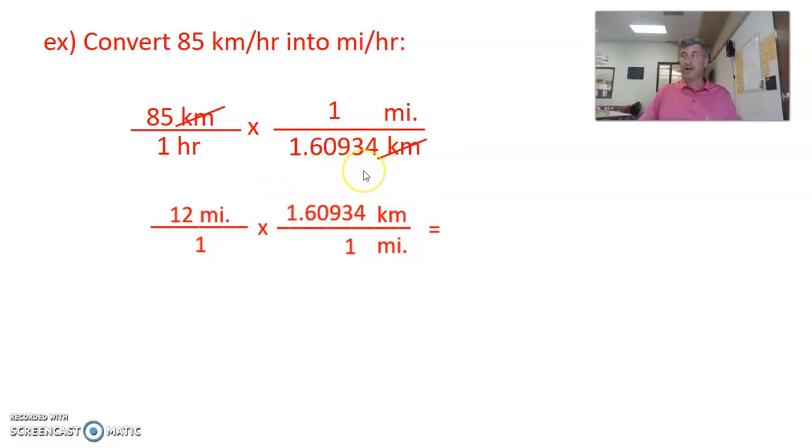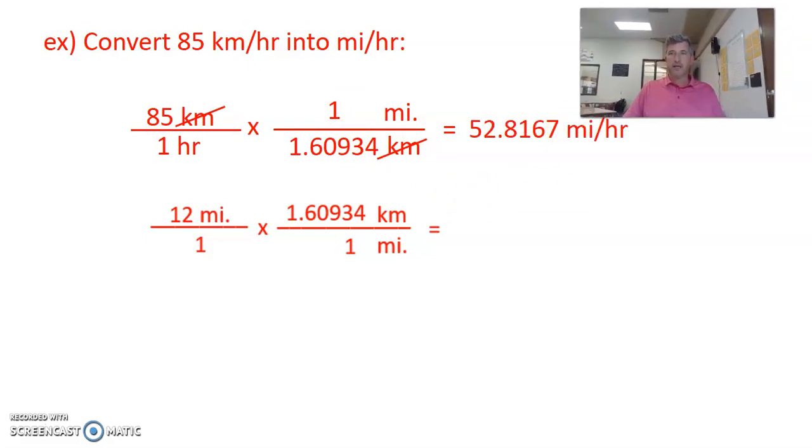And I don't have to do anything else because I've got miles on top, I've got hours on bottom, and that's what the problem is asking me for, find the answer in miles per hour. And so now I'm going to take 85 and divide it by 1.60934, right? Because the 1.60934 is on bottom. I mean, technically, I'm multiplying both numbers by 1 and then dividing, but of course, that doesn't make any difference. And so I get this answer, and then the last step is to worry about sig figs.